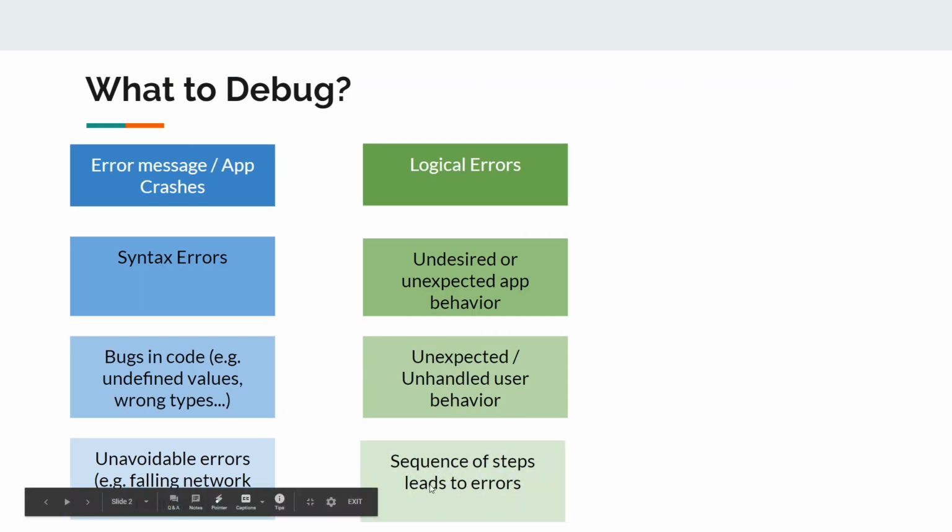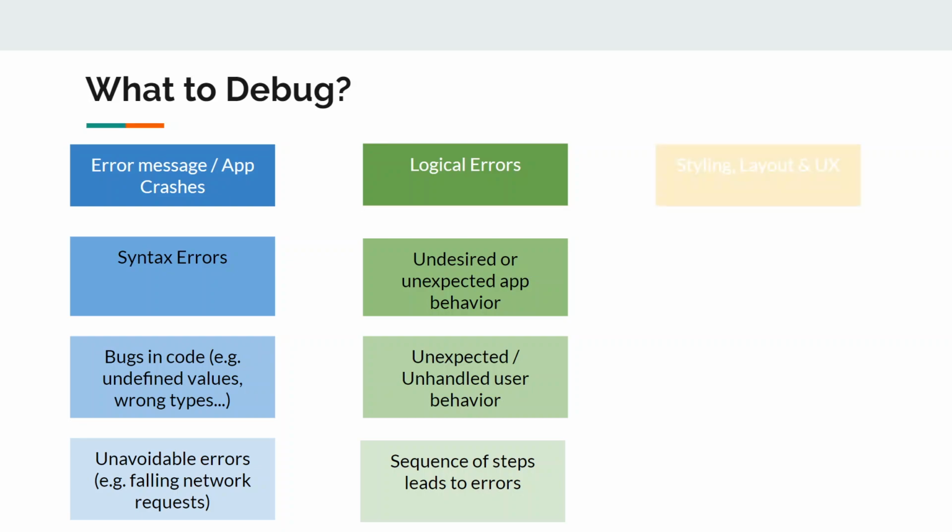And the sequence of steps leading to errors. This usually happens because there is an asynchronous function inside your code. You actually want that to run first, but the way JavaScript handles it, it's going to run afterwards. We're going to see examples of this soon and teach you how to solve it.